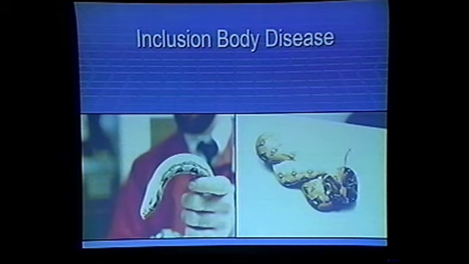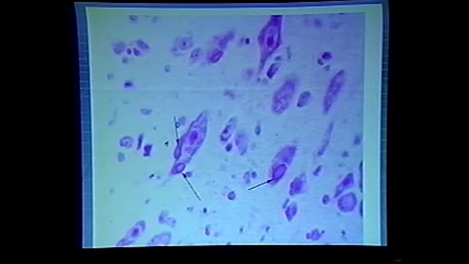Inclusion body disease presents as often as lethargy, emaciation, or central nervous system signs, such as an inability to right the head, or opisthotonus, or a coiled behavior. Histologically, eosinophilic inclusions are in the cytoplasm of affected cells.